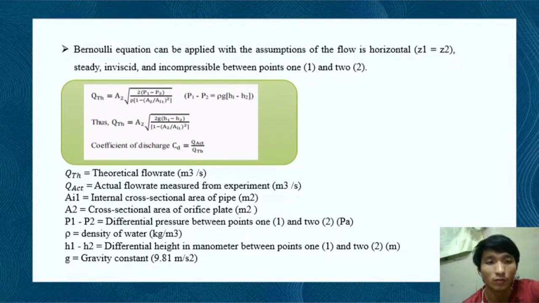So in this case, we're going to use the Bernoulli equation. The Bernoulli equation can be applied with the assumption that the flow is horizontal between point 1 and point 2. The Bernoulli equation can be expressed into three equations, and below is the explanation of each symbol.